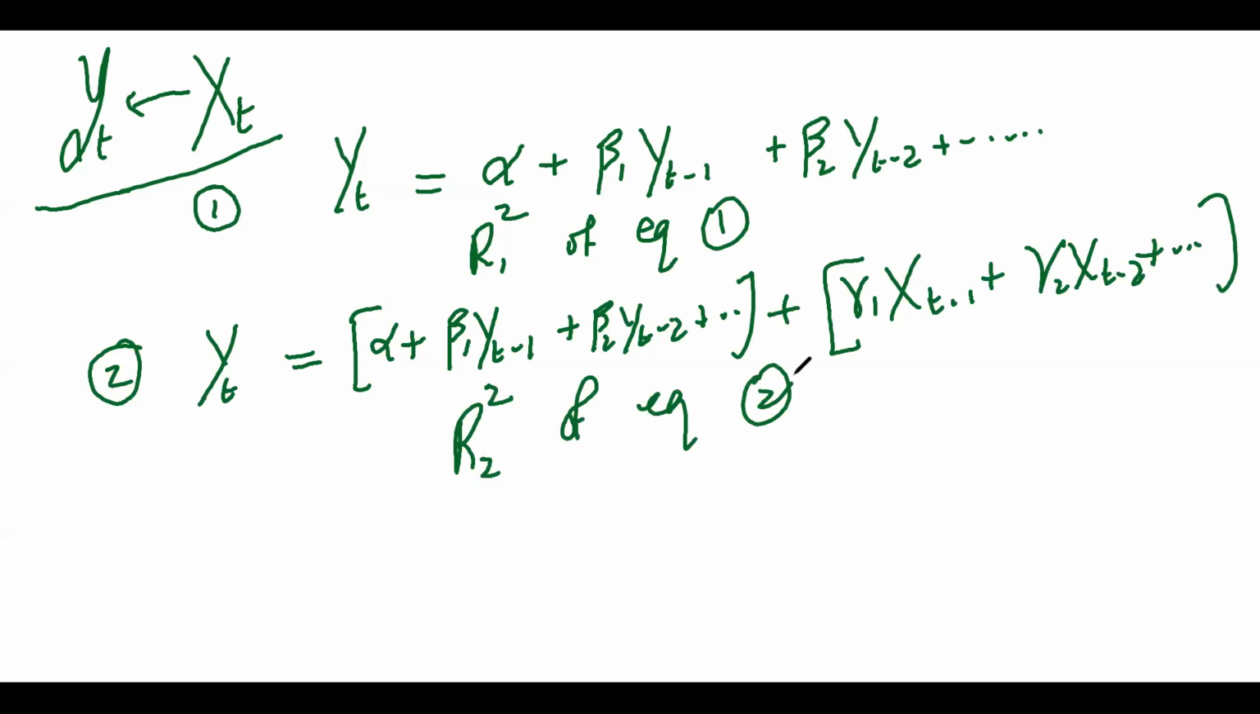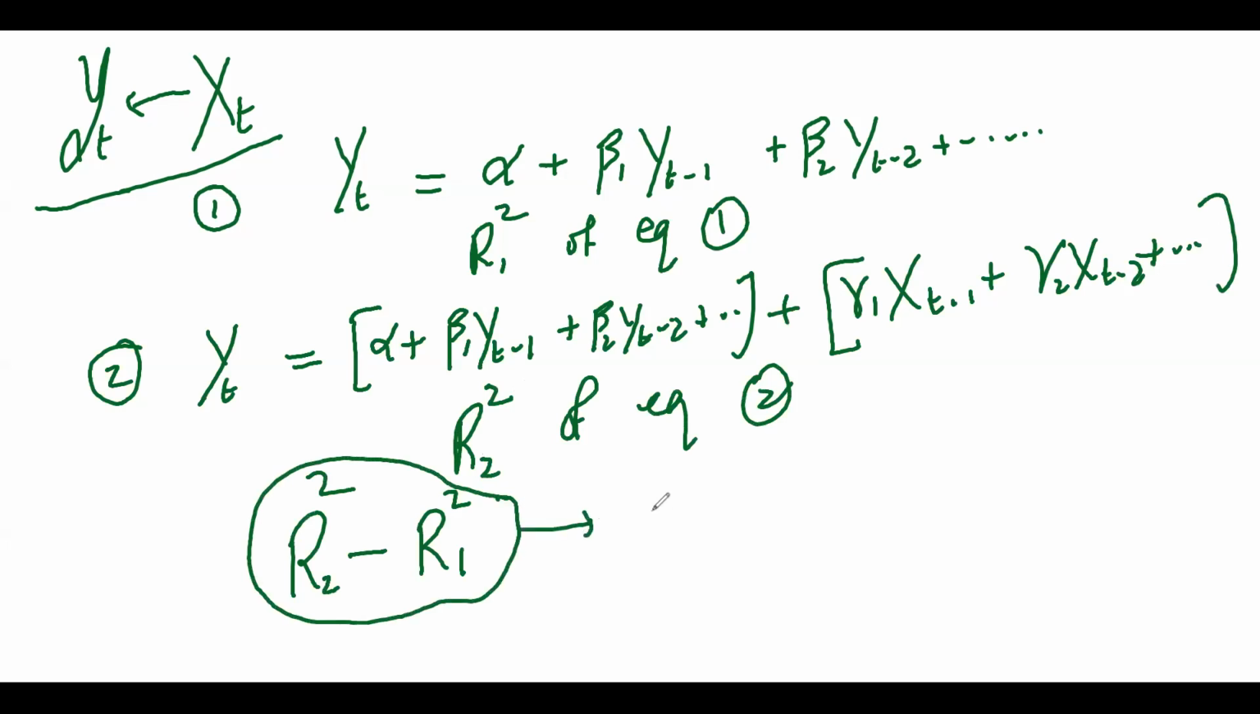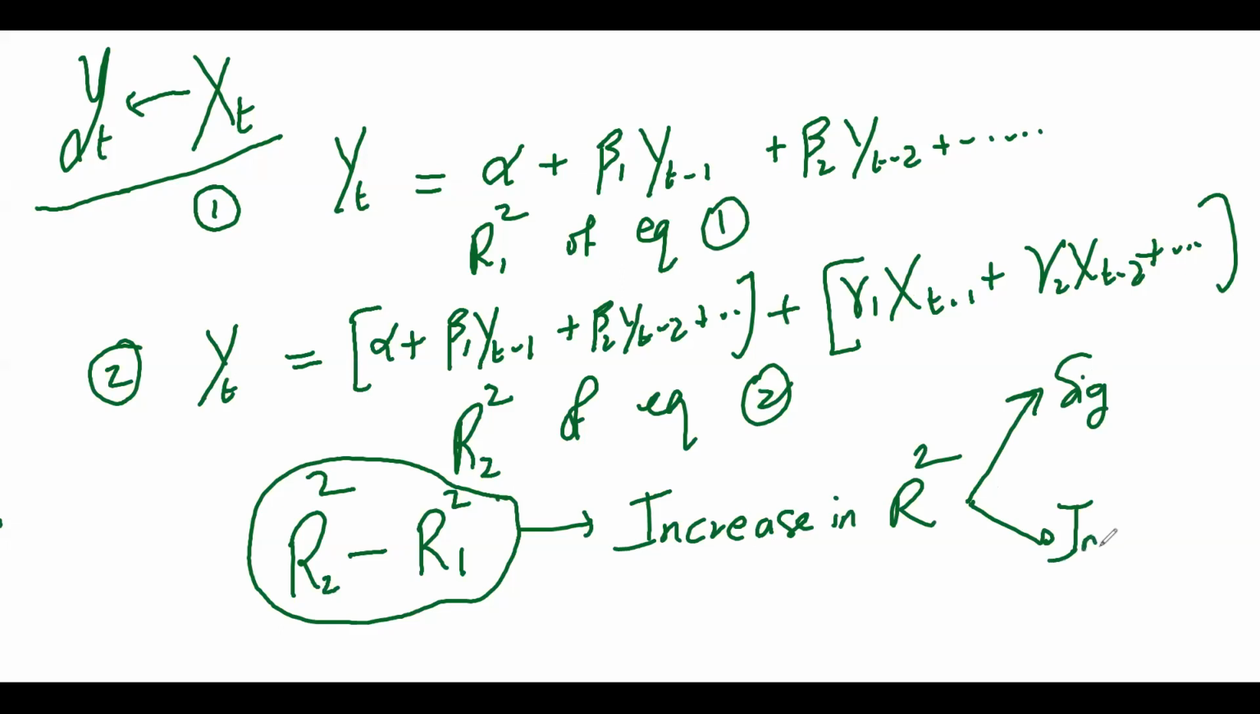Now after that, I am asking you a very simple thing. If I calculate R2 square minus R1 square, this term is known as the increase in R square, right? Now the question is whether this increase in R square is significant or insignificant. What happens if it is significant and what happens if it is insignificant? Just use your common sense and tell me what this increase in R square indicates.